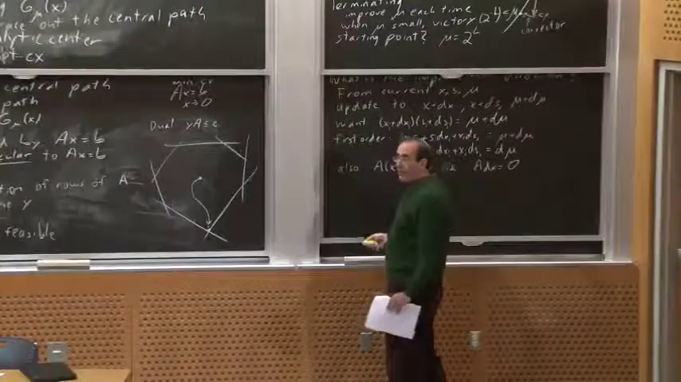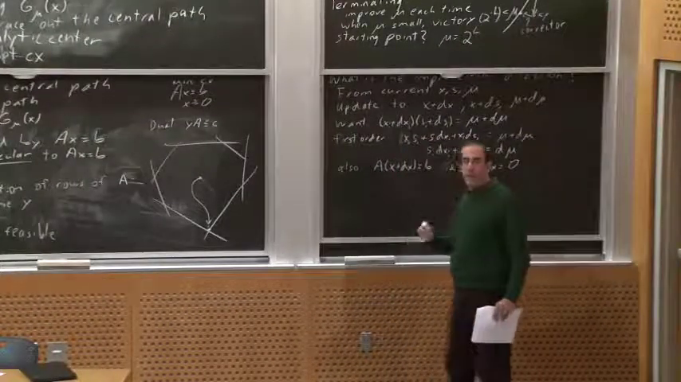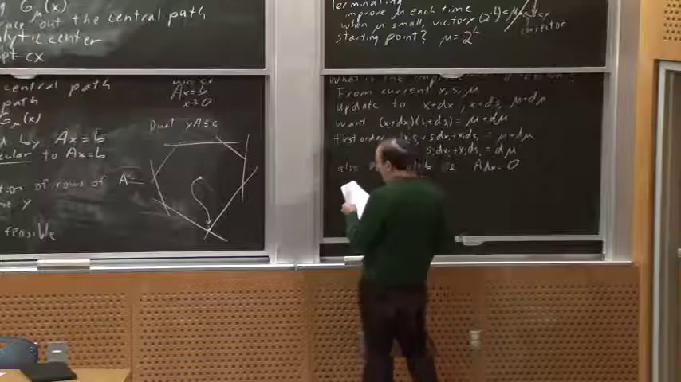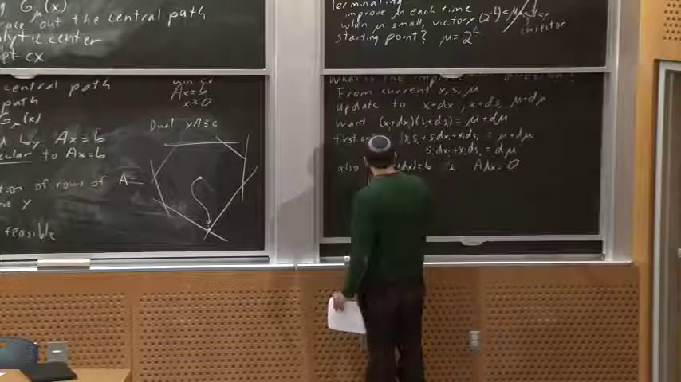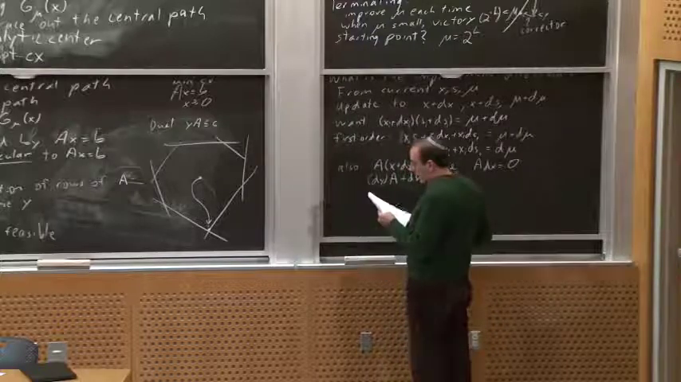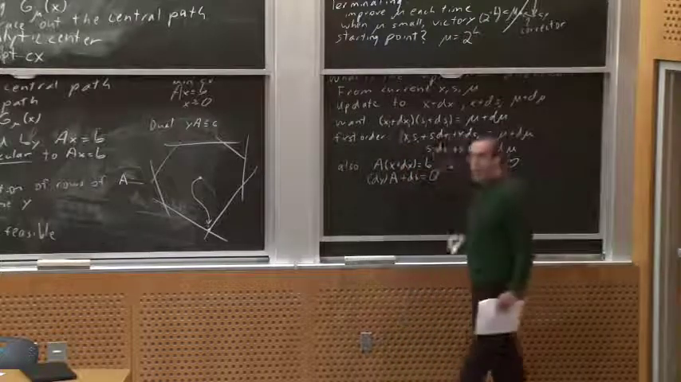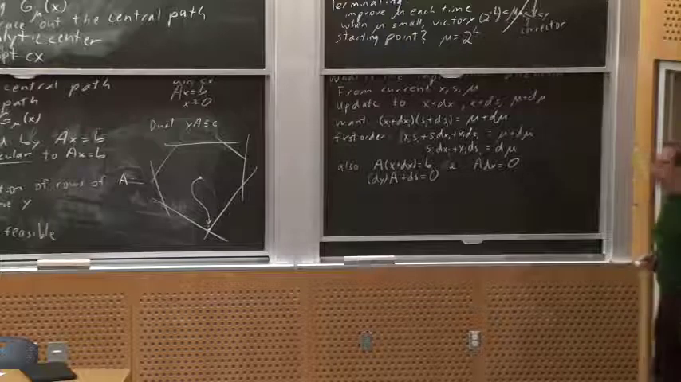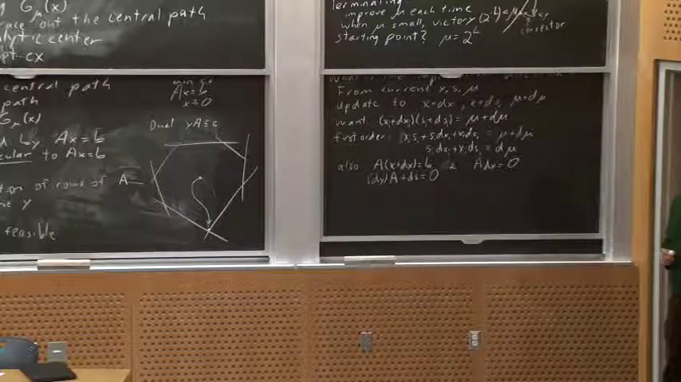And we also need dual feasibility. Right? s has to keep us feasible in the dual direction. So we need dy times a plus ds equal to 0 so that we can continue to have ya plus s equal to c. Right?